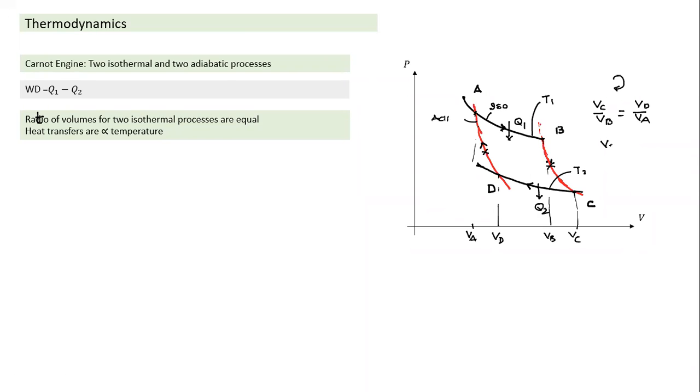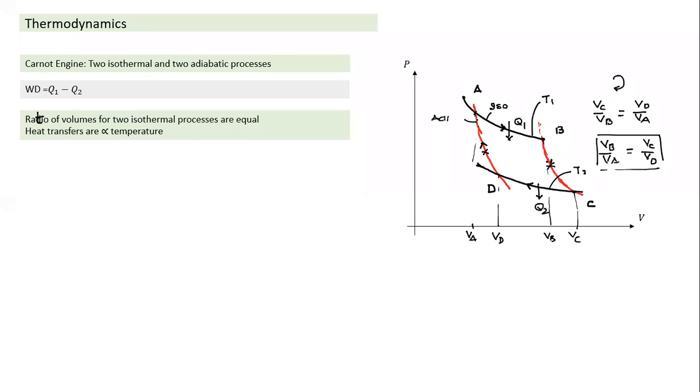VA by VB, or VB by VA. From this equation, VB by VA will be equal to VC by VD. So whatever the volume ratio here is, it is the same as the volume ratio here. This is one important property, and once we understand it, this is very simple. This ratio is equal to this ratio because of the adiabatic processes, and in a Carnot engine, the volume ratios of the 2 isothermal processes are equal.